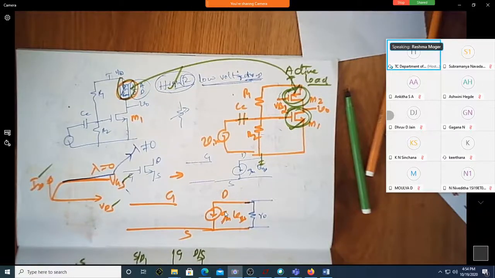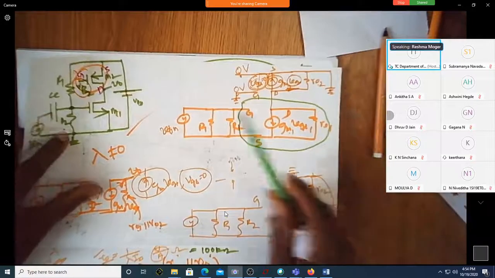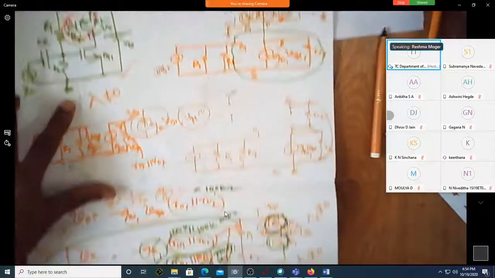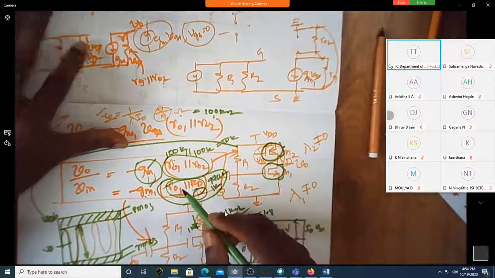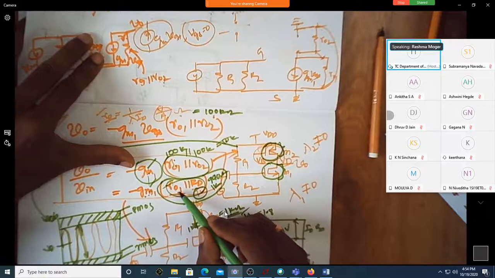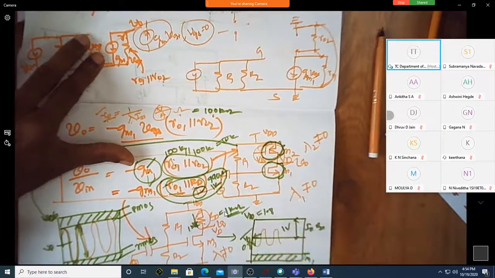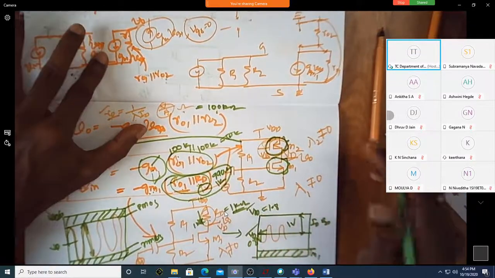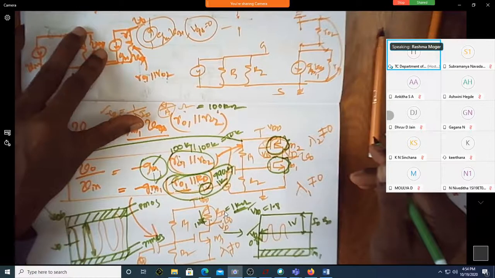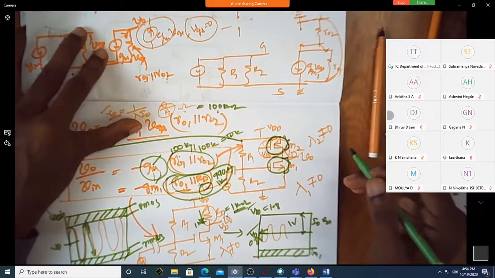Yes, sir. It is giving a very high resistance because R01 in parallel with R02 is giving me 50k, whereas in the earlier case R01 parallel with RD was close to 1k. Is it not almost 50 times more? Yes, sir. So it is now 50 times more.